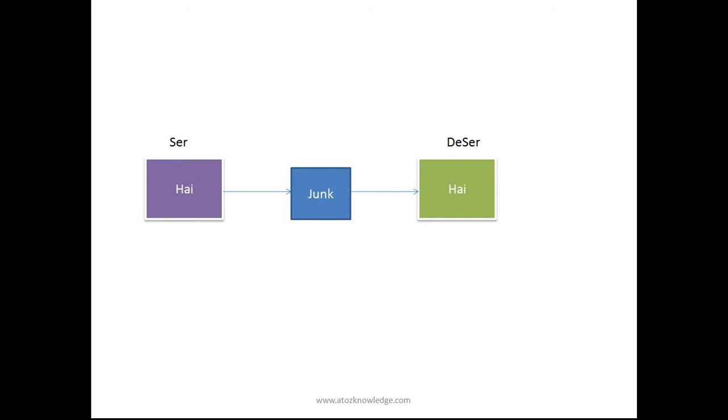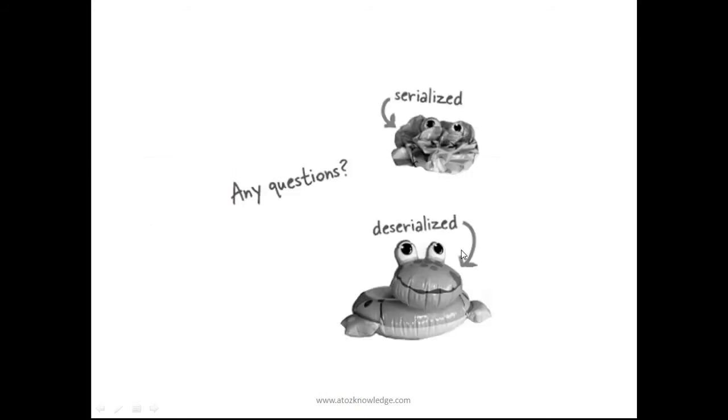Here I have "hi" in violet color, and I run serialization code which converts it to junk. The junk is the input for deserialization, and I run the deserialization code and get the actual content "hi". So simply, this is serialization and deserialization. This pictorial representation is to help you understand it: actual state converted to another state like a byte stream, and back to the actual state, is deserialization. Now we can look into an example.